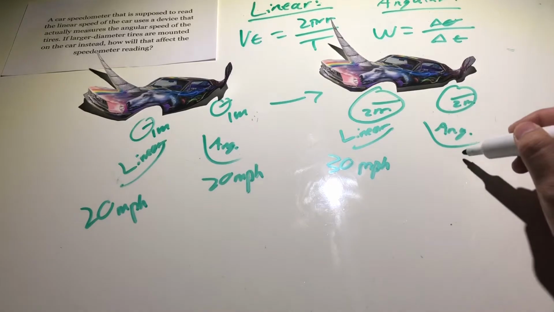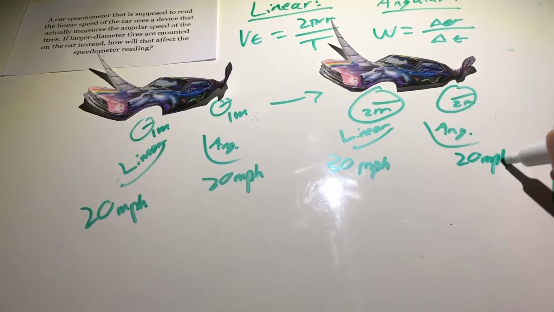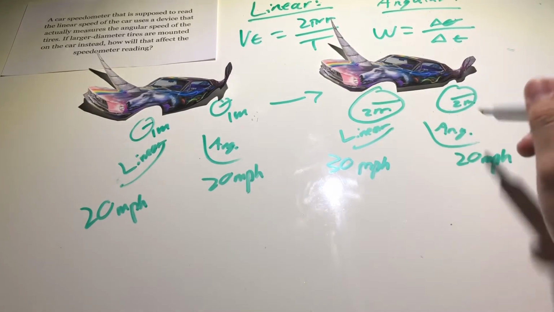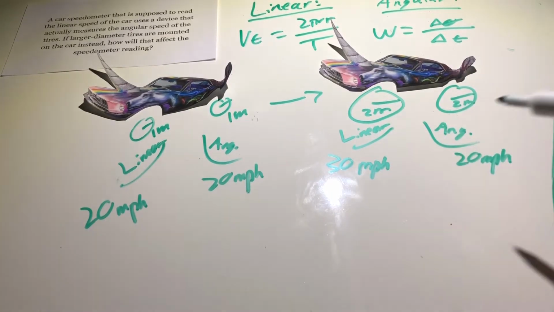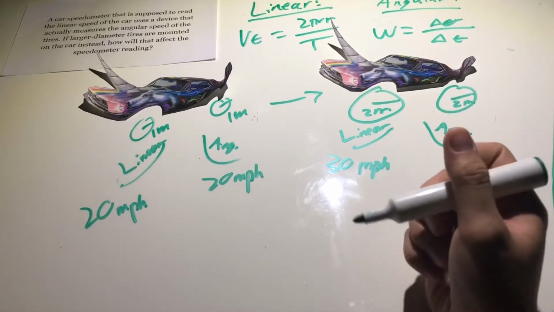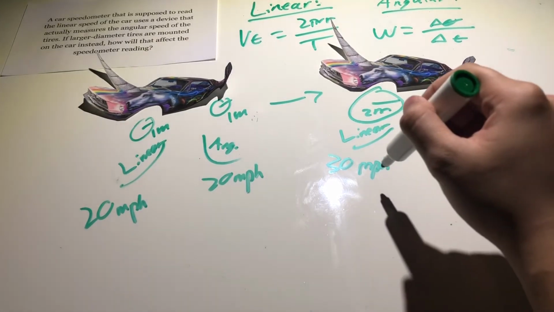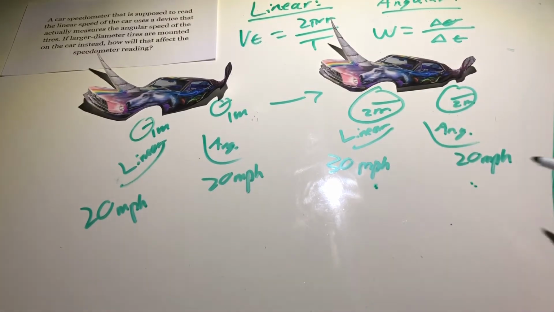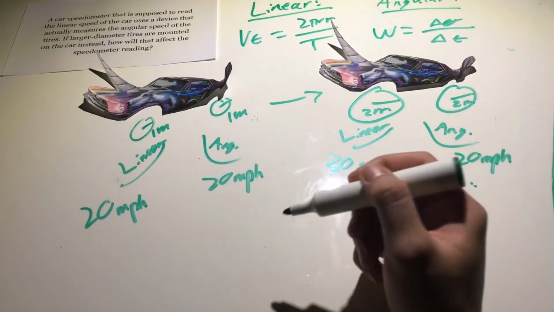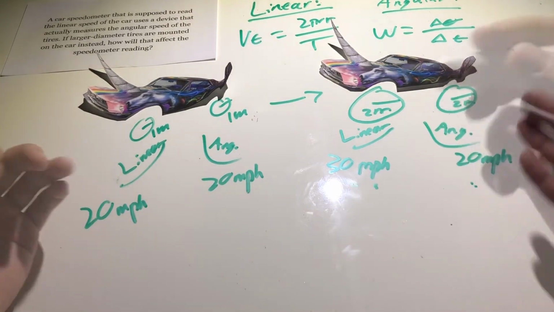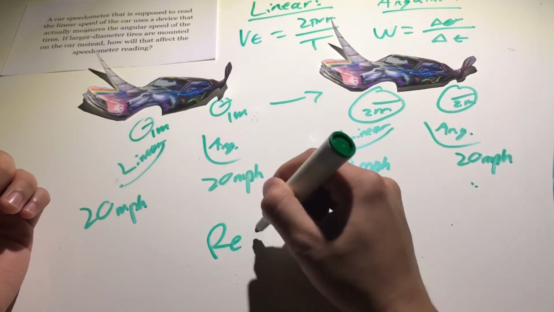Angular speed, however, would be this exact same angular speed between the smaller radius and the bigger radius tires, because again, radius is not a variable in the angular speed. So, as you can see, linear speed would actually be higher than angular speed. Therefore, if a speedometer uses angular speed to measure the speed of the car, the answer would be that the speedometer would read low.